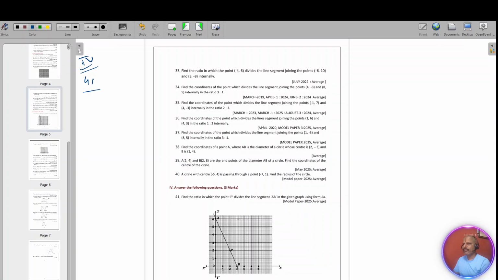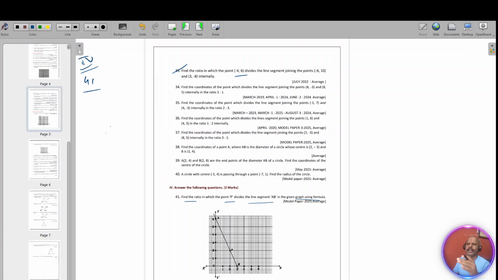41. From the graph, find the ratio in which P divides AB in the given formula. So it is same as the 33rd question. If you check in the same paper, find the ratio in which this point divides these two line segments. The only knowledge required here is to get the points from the graph. Then the rest of the things are the same, direct. First get the coordinates of A, P, B.